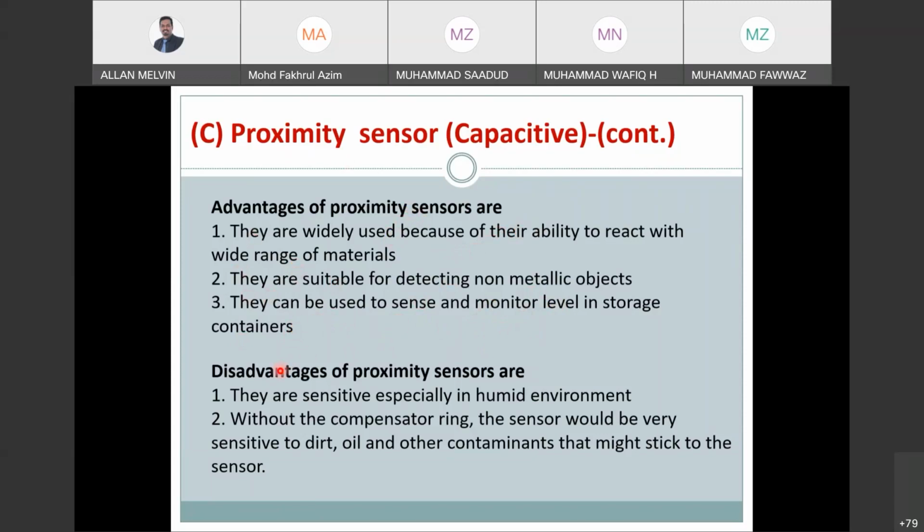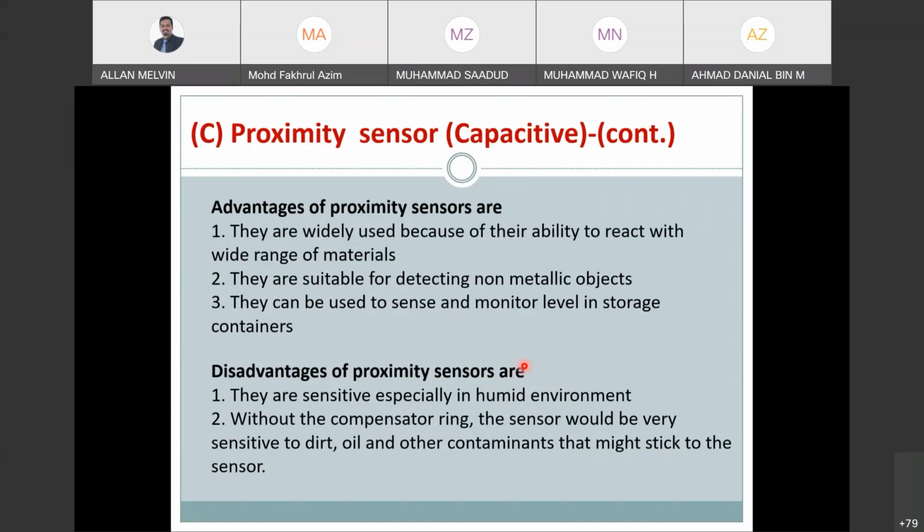Now the disadvantages of the proximity sensors: they are sensitive, especially in humid environments. What is a humid environment? Who knows? Humid environment. Anyone? A lot of moisture. High humidity.